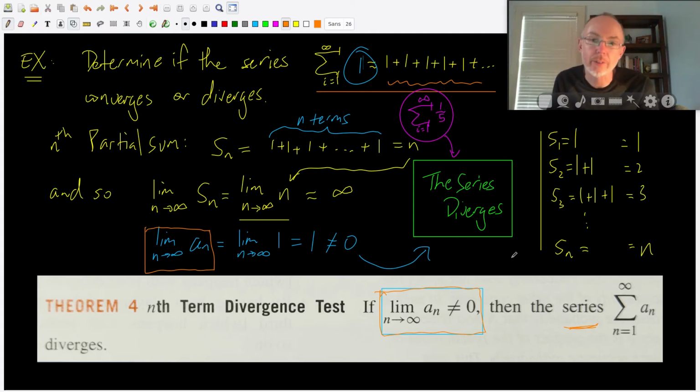And so this divergence test avoids us having to look at the nth partial sum, but the nth partial sum is the thing that's really breaking it underneath because you're eventually adding up things that don't go to 0, and so that's going to be really big in the long run. Let's have a look at another example.